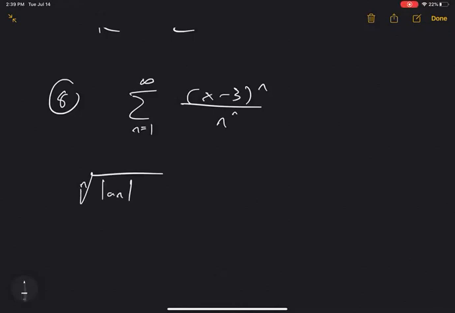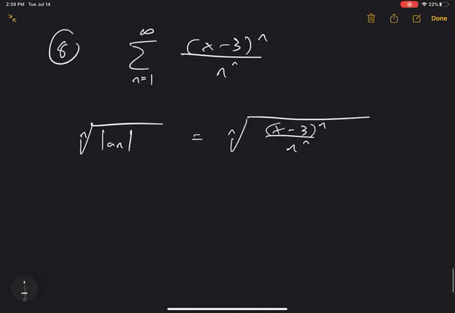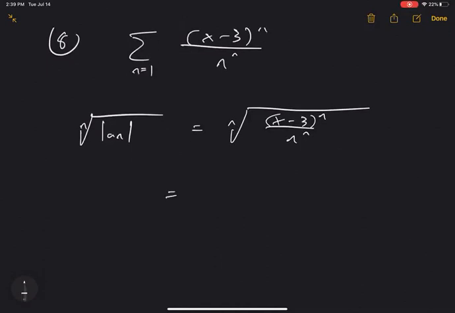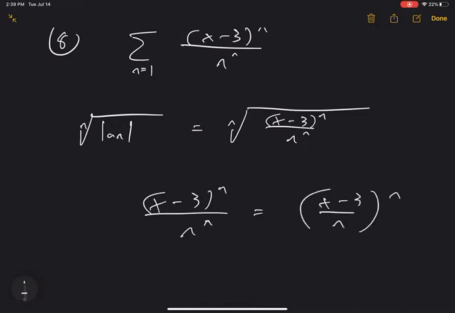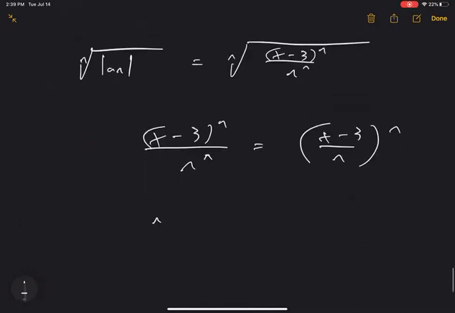Okay, so I do the nth root of the absolute value of a_n. For this series, that would be the nth root of (x minus 3)^n over n^n. That might look a little confusing, but the key idea is that (x minus 3)^n over n^n is the same thing as (x minus 3 over n)^n. So really what I'm doing is the nth root of (x minus 3 over n)^n.